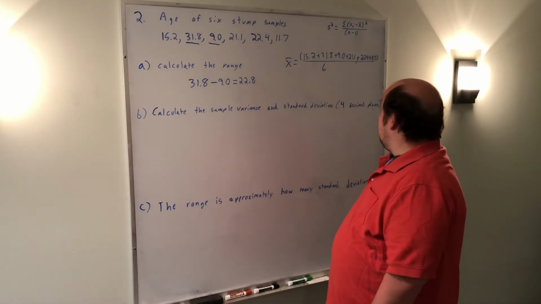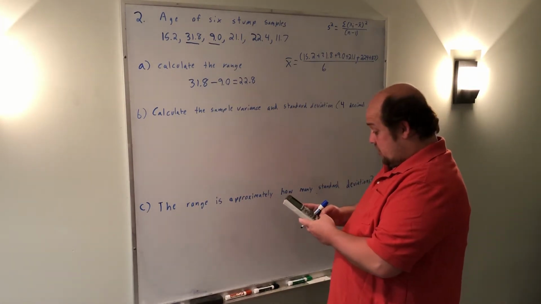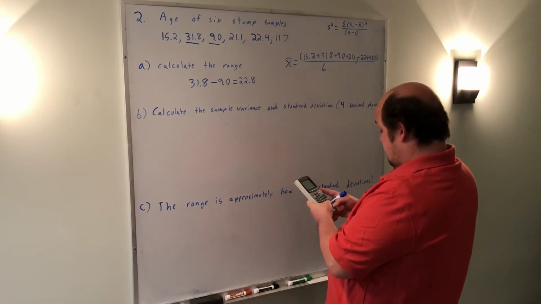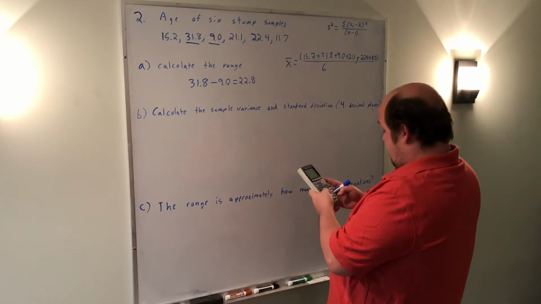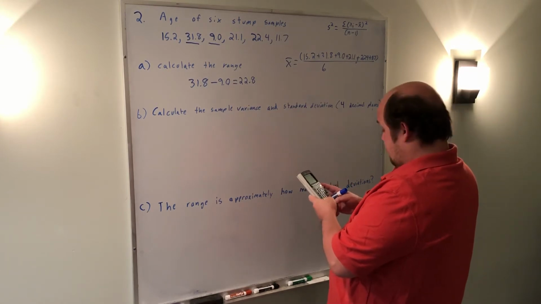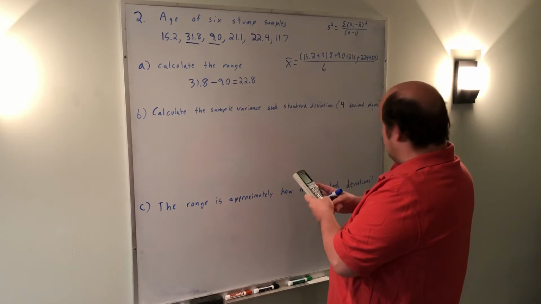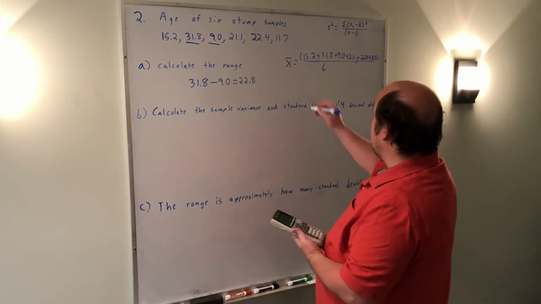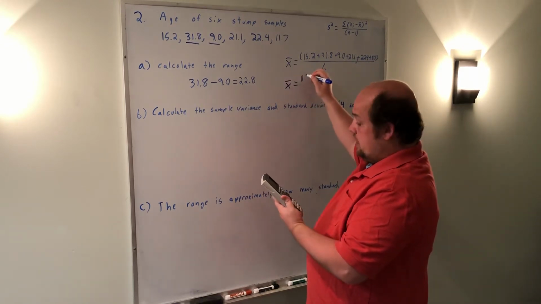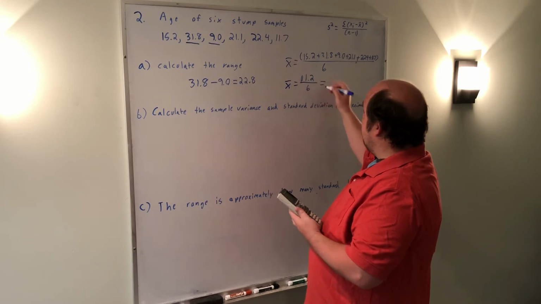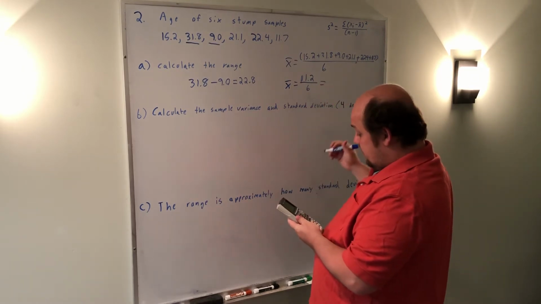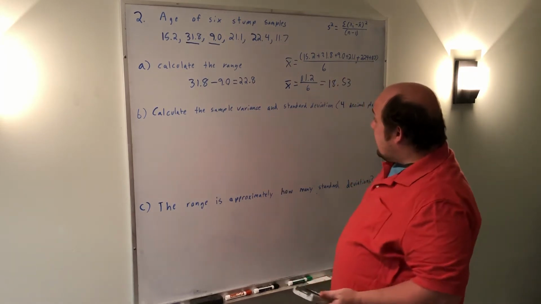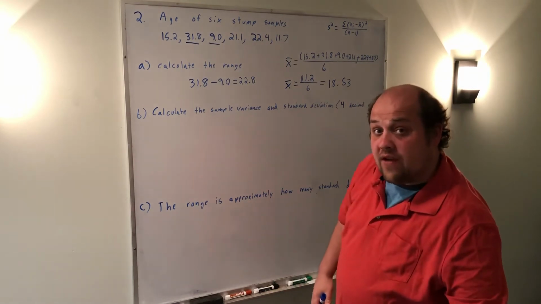Here, when I'm going to do the sample variance and standard deviation, I have to start by putting in 15.2 plus 31.8 plus 9.0 plus 21.1 plus 22.4 plus 11.7. When I add all that together, I get 111.2, which is then going to be divided by 6. When I do divide it by 6, I get 18.53 repeating. As my mean, I'm going to call it 18.53.